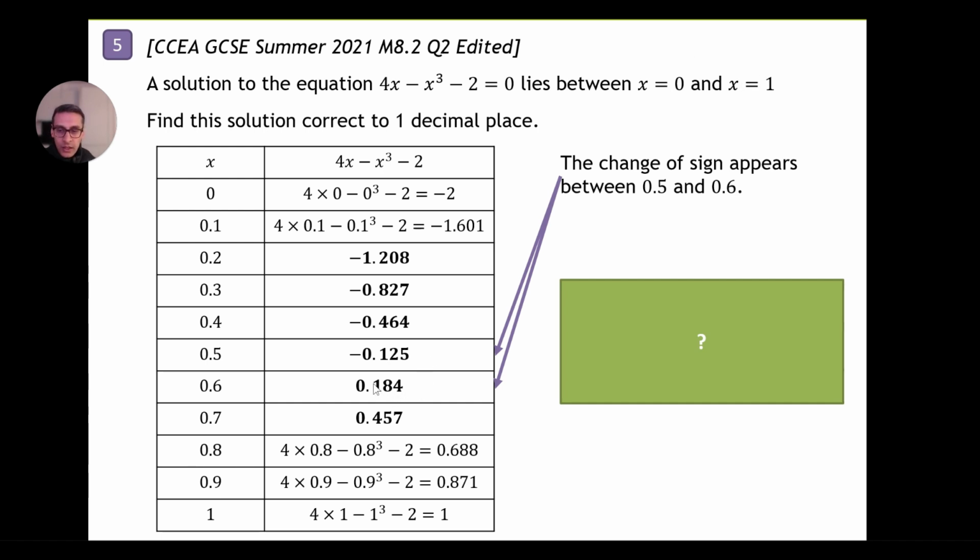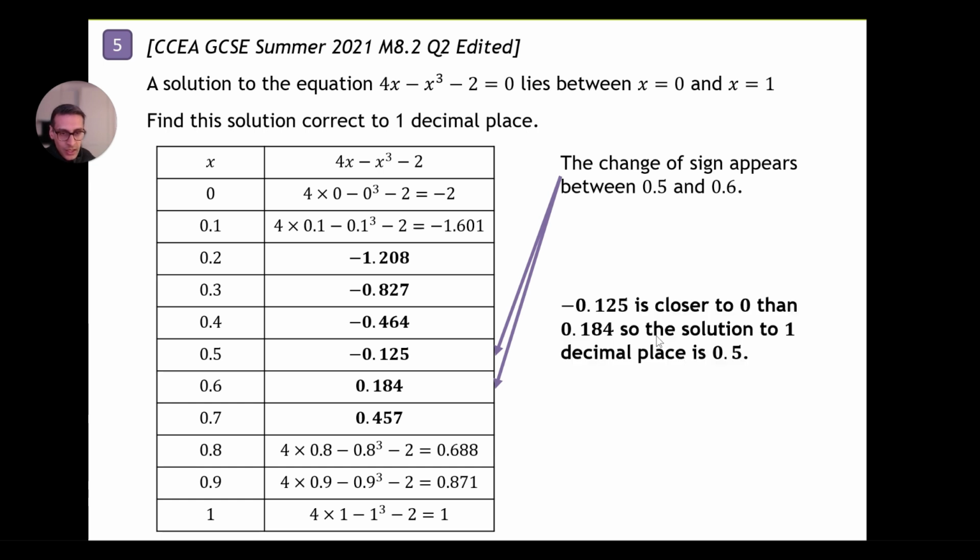We can see that 0.125 is going to be closer to 0 than 0.184. So we will say 0.5 is going to be our solution to 1 decimal place.